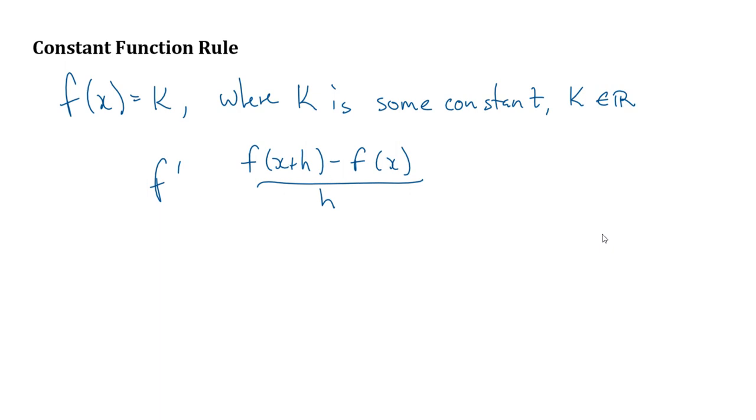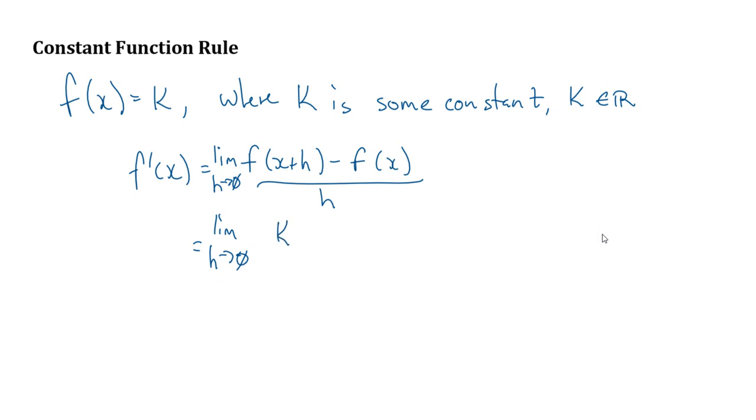And I'm missing something in mine. Whoops. f prime, sorry, because you will probably have a hard time. The limit as h approaches 0, that's kind of an important part, right? Sorry about that. Now, I sub in the function: f prime of x equals the limit as h approaches 0. Well, if f(x) is k, what's f(x + h)? k, right?